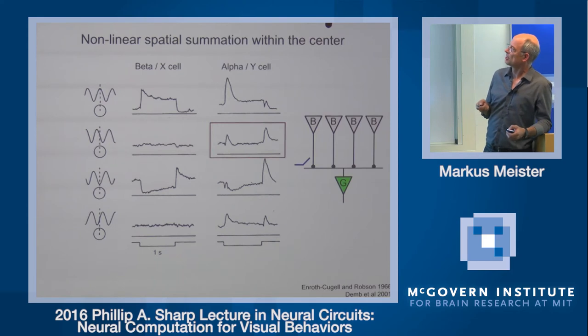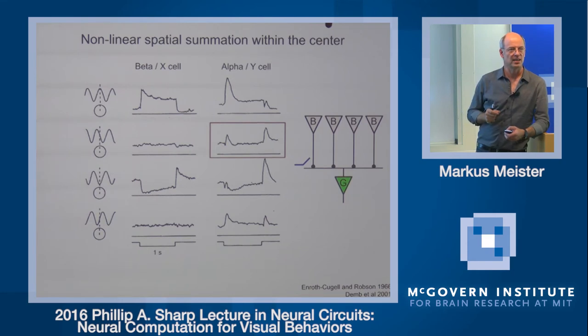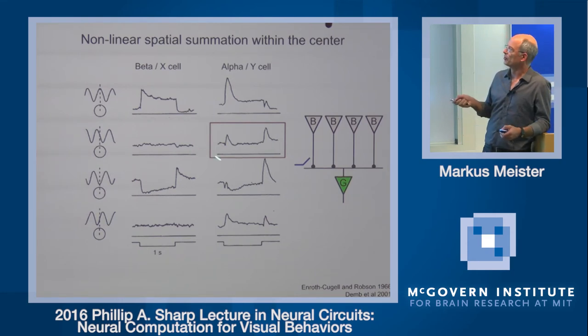We now know that this results from what are called nonlinear subunits of the receptive field, or more biologically, bipolar cells with rectifying synapses. So the ganglion cell receptive field center is made up of many bipolar cells. And when you shine light on one bipolar cell and take it away from another bipolar cell, of course, one gets excited and the other one inhibited. But because of this rectification at the synapse, only the excitation goes through to the ganglion cell and will therefore make it fire every time. Okay, this signature of nonlinear spatial summation has been taken as a key characteristic of alpha cells and has often served to identify them.